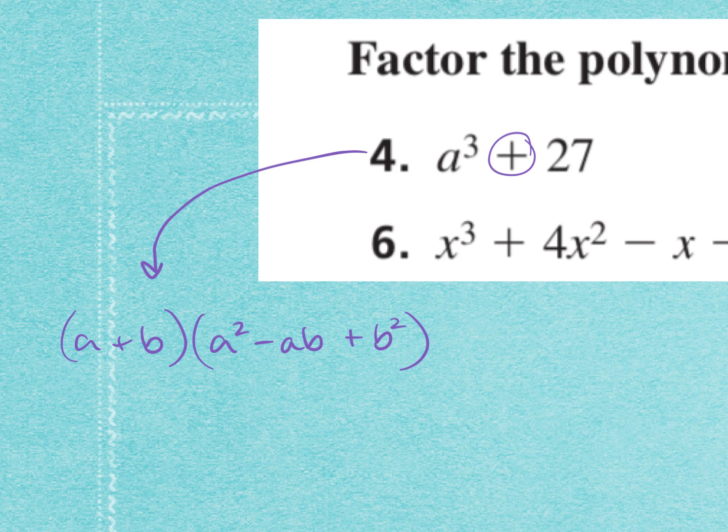So now let's figure out what a and b are. So if a to the third power is a to the third power, what's just a? A. Awesome. If b to the third power is 27, what is just b? 3. Perfect, because 3 to the third power would be 27. So we're going to plug in a into all of the a's, so it's going to stay the same. And then we're going to plug in 3 into all of the b's.